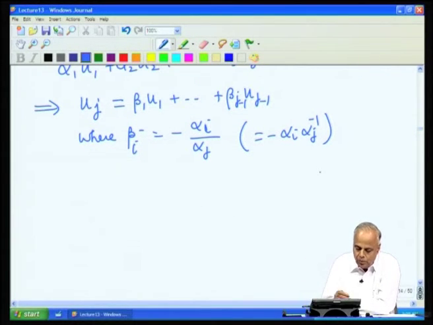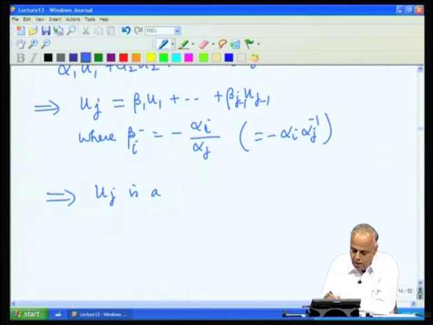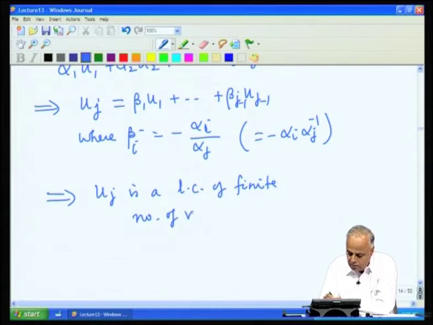This means uj is a linear combination of a finite number of vectors in S.